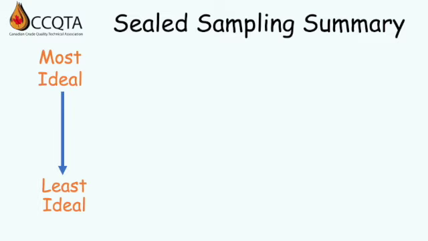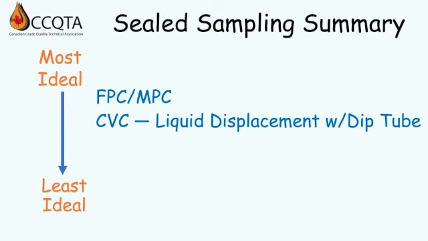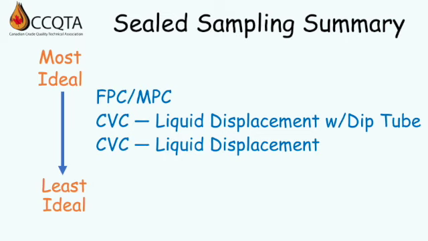Let's summarize what we've been talking about and rank the methods. The ideal sampling method is either the FPC or MPC methods. Next is the CVC using liquid displacement with a dip tube, and then liquid displacement without a dip tube. The least ideal sampling method is the evacuated CVC method. Now let's move on and have a look at hybrid sampling containers.